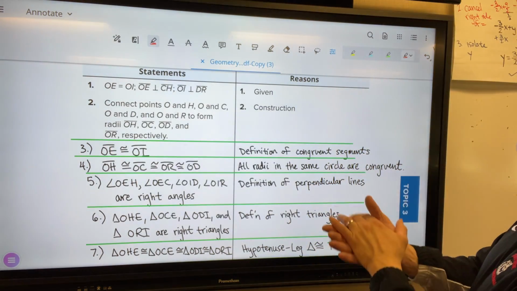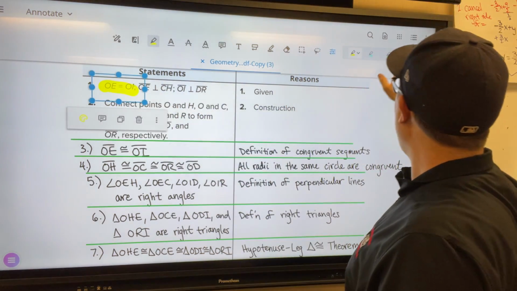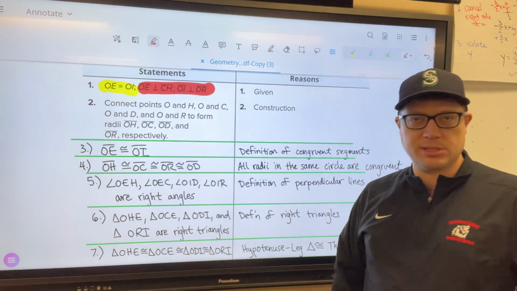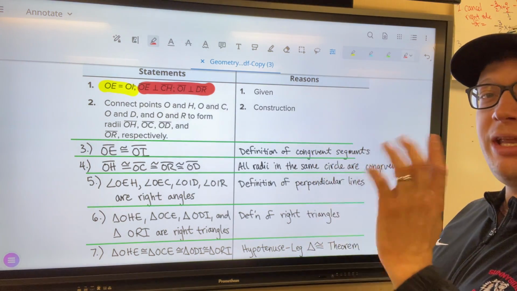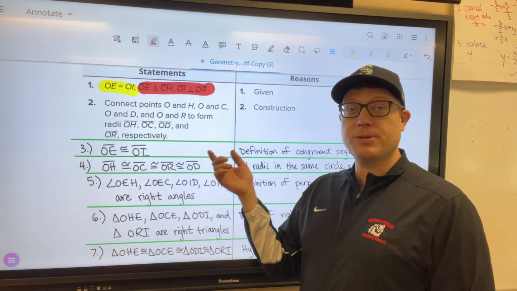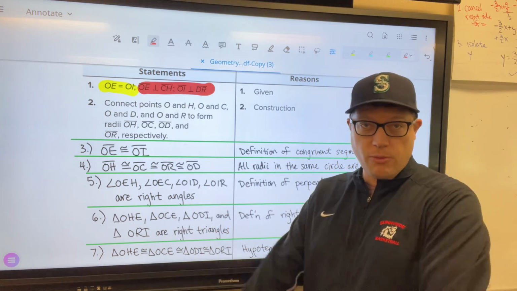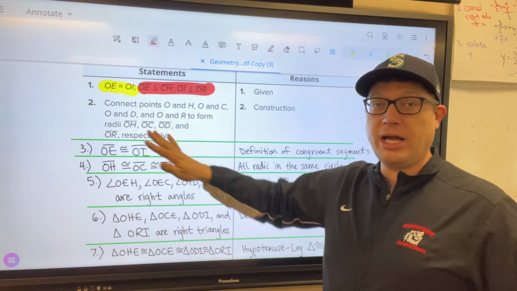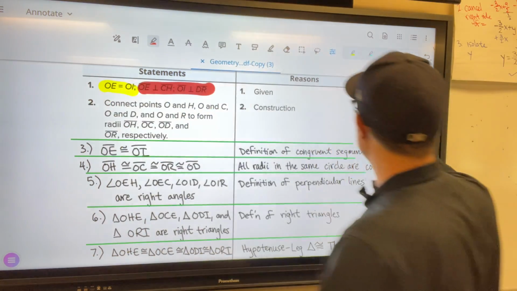So OE equals OI, and OE perpendicular to CH, and OI perpendicular to DR. Those are all of our statements from the proof that were given to us in the prompt. That's step 1, it's given, always given. Next is step 2, says we gotta do some construction. And so that actually happened on page 430. If you flip back or look to the previous video for this one, that there is an element of connecting the points that wasn't there in the diagram, but we need to do as part of our representation here.